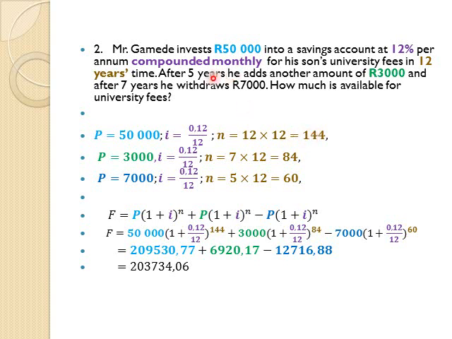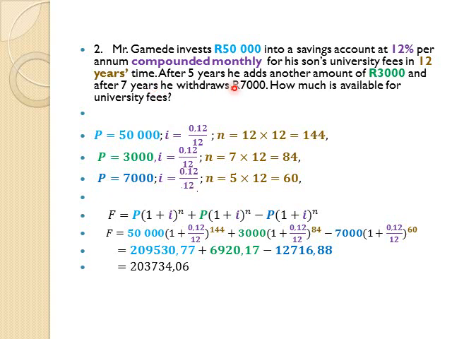Then after 5 years he adds another 3,000, so 12 minus 5 years gives me 7 years. So he's investing 3,000 Rand for 7 years, so 7 times 12 gives me 84 interest periods. P is 3,000, interest is 0.12 divided by 12. And then after 7 years, he withdraws 7,000. So P is 7,000, interest 0.12 over 12.